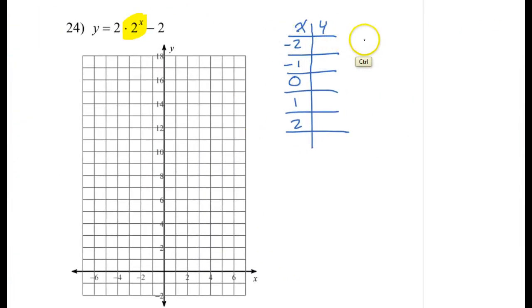I'm just doing 2 to all of these powers. So I'm doing 2 to the negative 2 power, 2 to the negative 1 power, 2 to the 0 power, 2 to the 1 power, 2 squared. So this would be 4, 2, anything to the 0 power is 1. These two will be reciprocals of the bottom two. So the next would be 1/2, but I'm going to put 0.5. And the next would be 1/4, which would be 0.25. And if you watch the video for the previous problem, they're the same values.